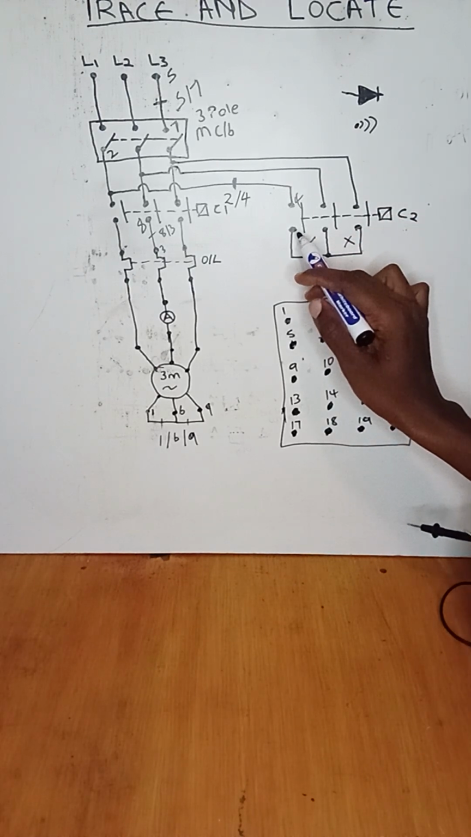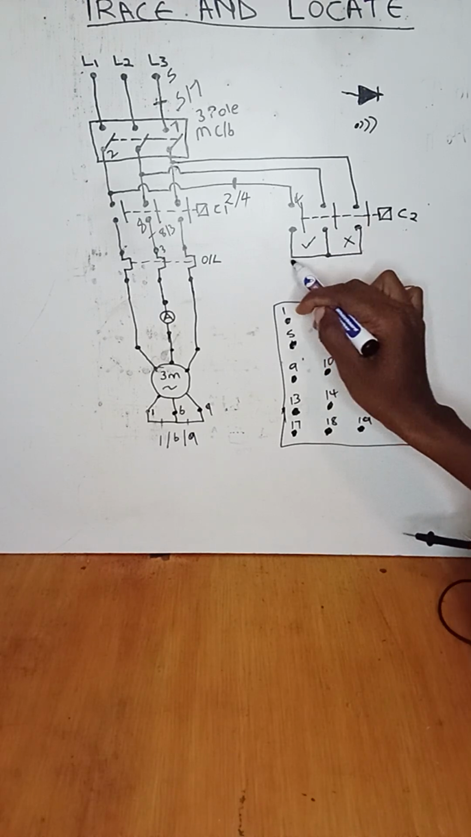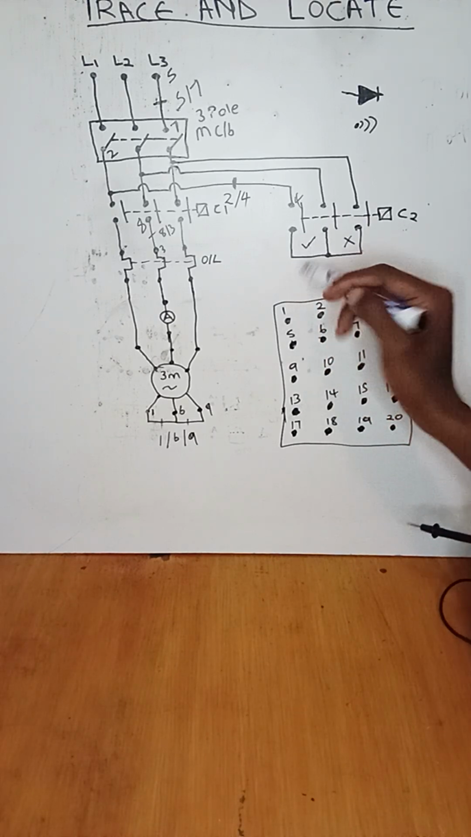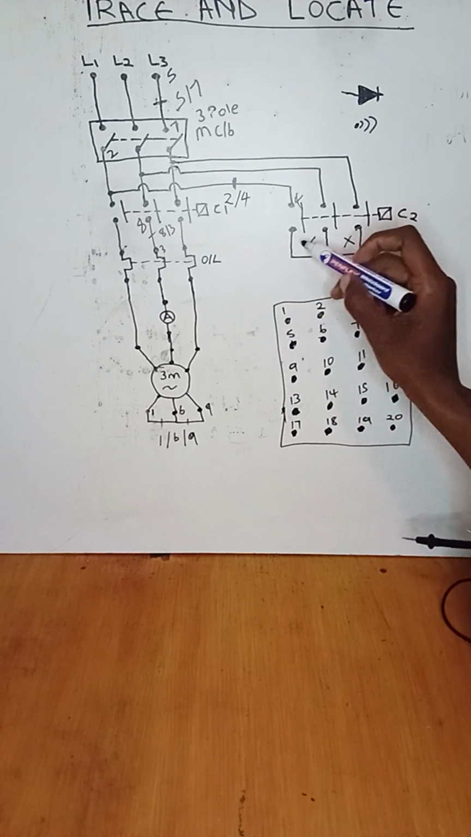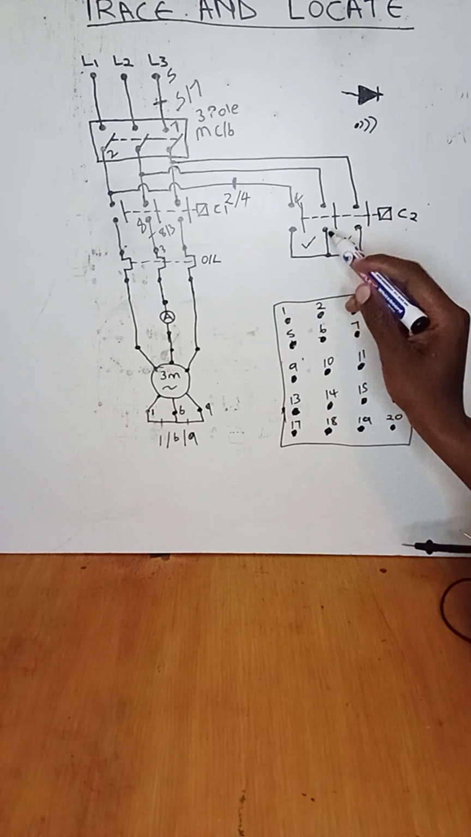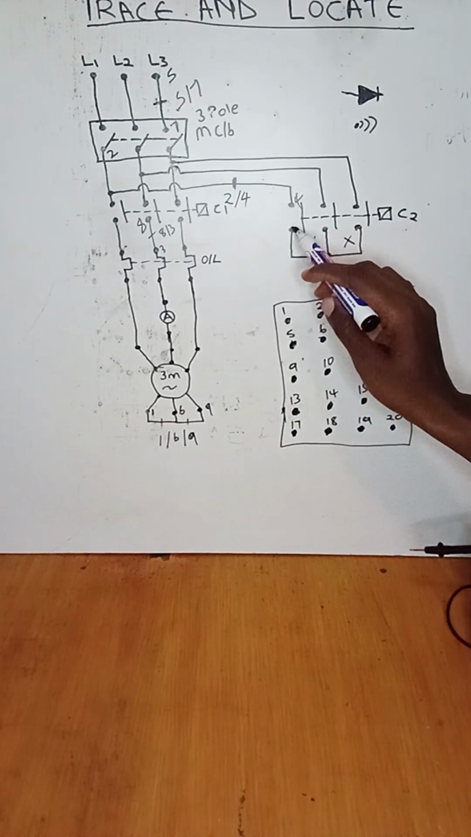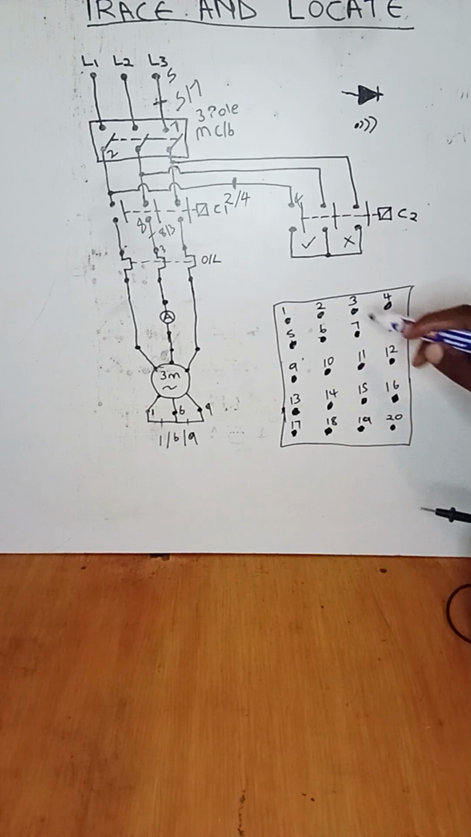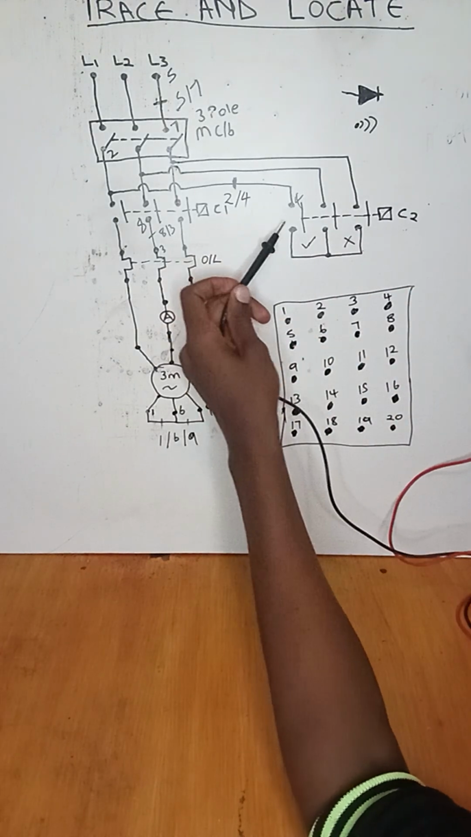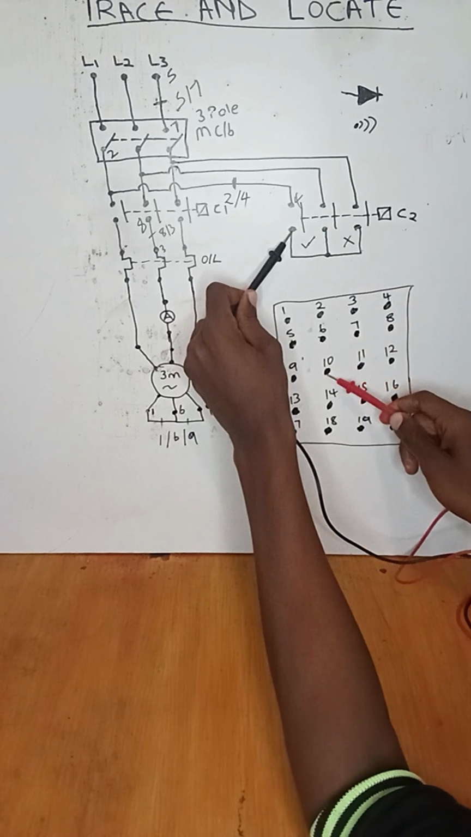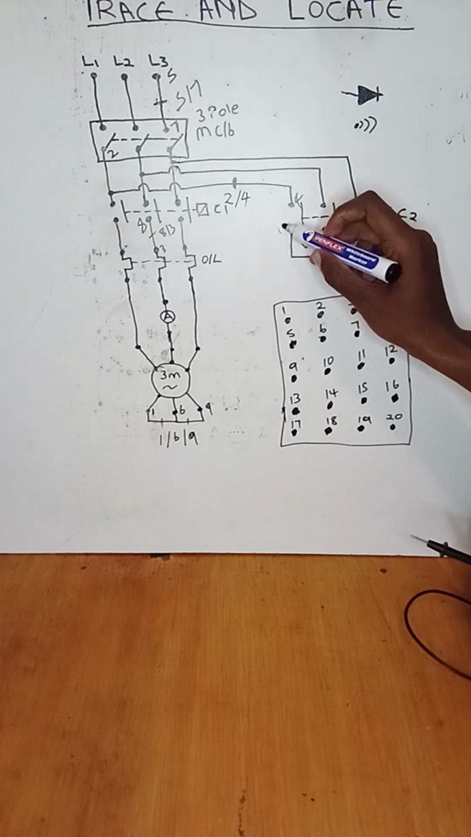So we need to test either this point and this point, or this point or this point, because these 2 points act as 1 point, right? Because its wires are beeping. So either we test this point to this point, or this point to this point. So let's take this one and this one, right? I'll test from here. 10, it doesn't beep. 11, it beeps, right? This is our 11.